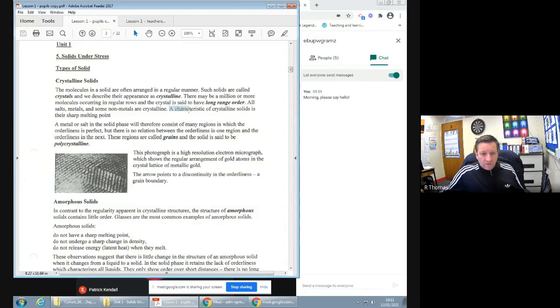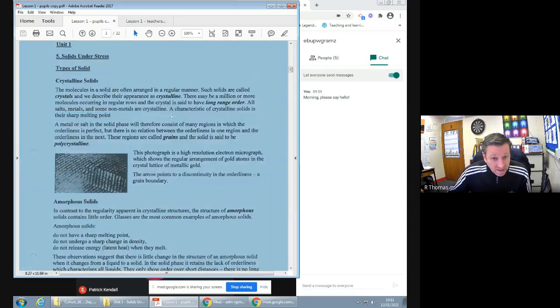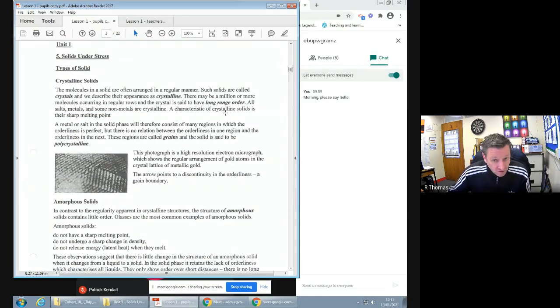Something you need to take from this is that a characteristic of these crystalline solids is their sharp melting point. There will come a moment when the temperature reaches a certain point where it'll instantly go from solid to liquid. We call that a sharp melting point, and that is a characteristic of crystalline solids, something you need to know, so highlight that.